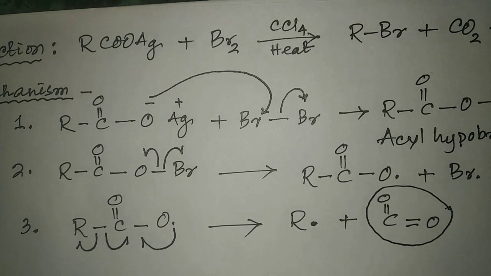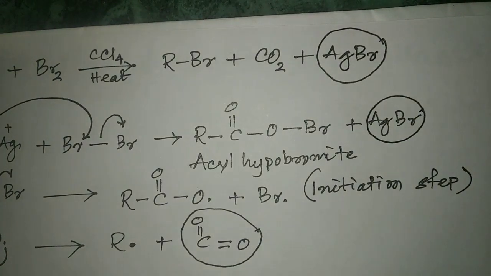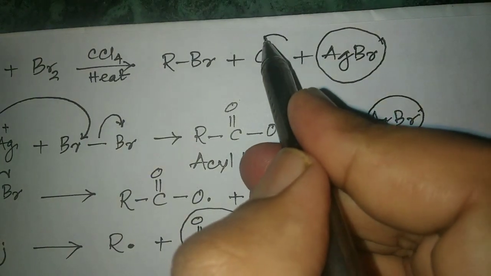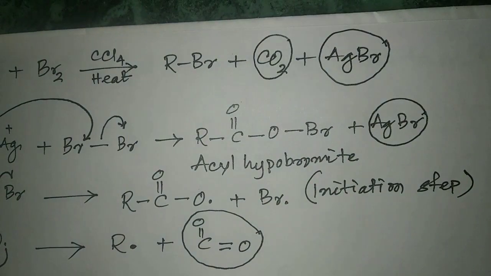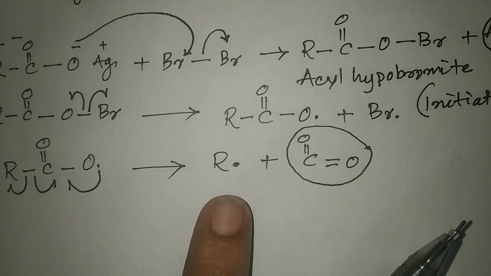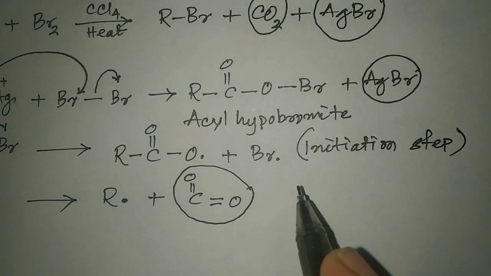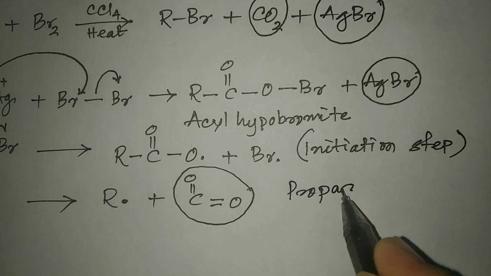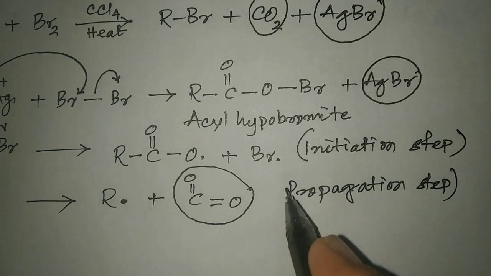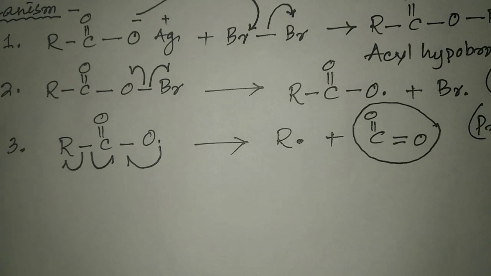This is another byproduct. In the first step, one byproduct has been obtained, and in the third step, we are getting another byproduct. So these are AgBr and CO2, the byproducts presented in the general equation. Next, this alkyl free radical, which has been formed in the third step, is exactly the propagation step. This step could be considered propagation, because these steps will propagate the reaction. Let us see how this reaction will propagate.